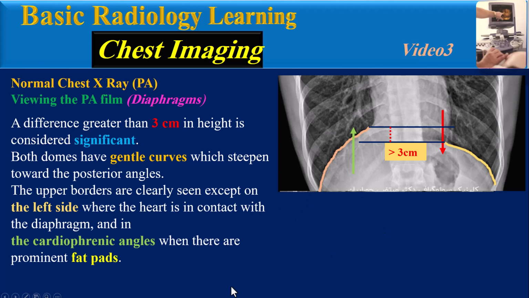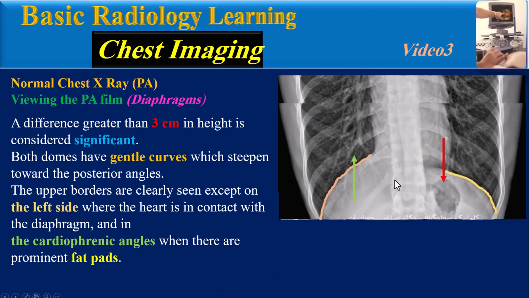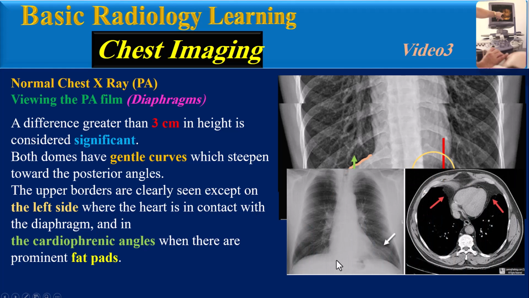The upper borders are clearly seen except on the left side where the heart is in contact with the diaphragm, and also in the cardiophrenic angles when there are prominent fat pads. The cardiophrenic angles are between the heart and diaphragms. Sometimes there is a prominent fat pad here, as we can see in this chest X-ray, causing the upper borders of the hemidiaphragms not to be clearly seen.